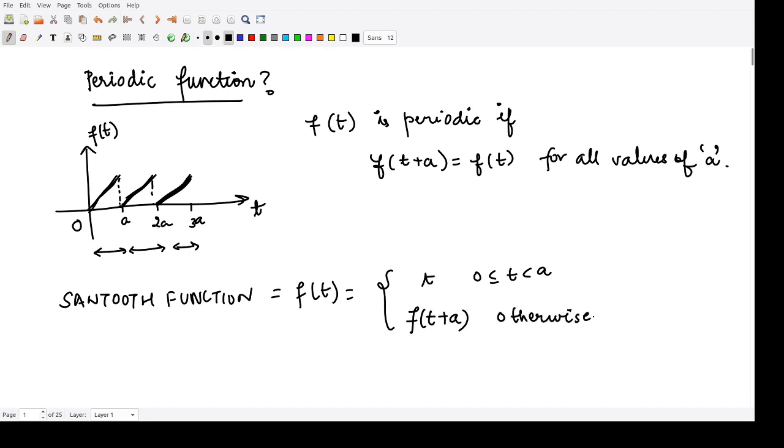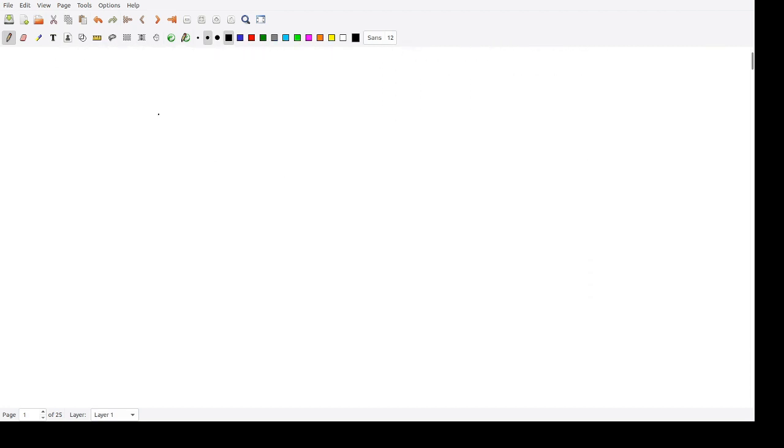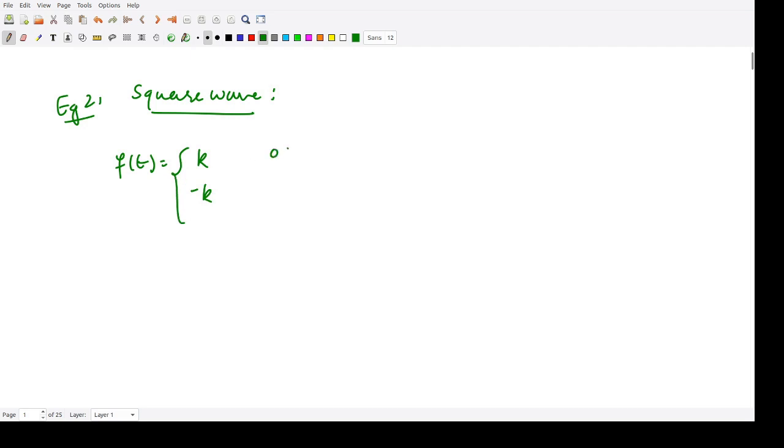Another example is that of the square wave. Let us see the next example. We have one square wave. It is defined to be f of t equal to plus k whenever t lies between 0 and a, and minus k whenever t lies between a and 2a. So the period for this particular function is nothing but 2a.